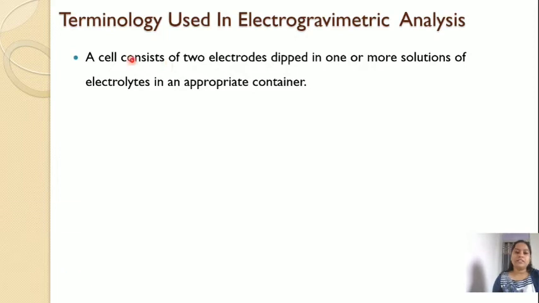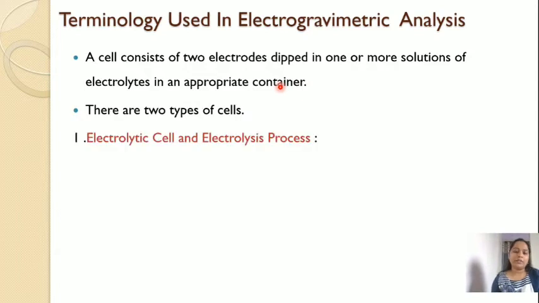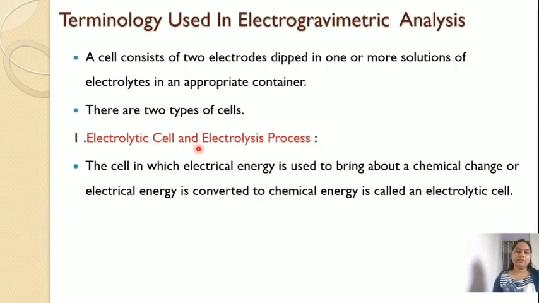A cell consists of two electrodes. An electrogravimetric cell consists of two electrodes which are dipped in one or more solutions of electrolytes in an appropriate container. These two electrodes are the cathode and the anode. There are two types of cell, the electrolytic cell and the voltaic cell. We will first see the electrolytic cell.